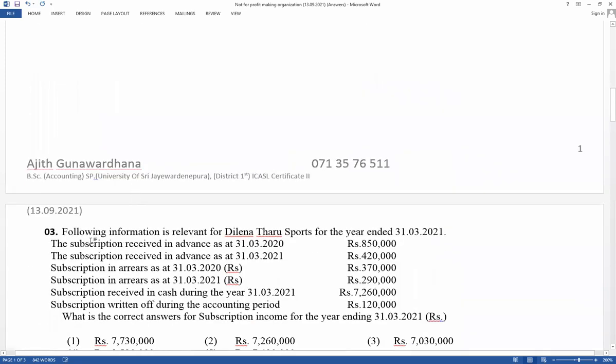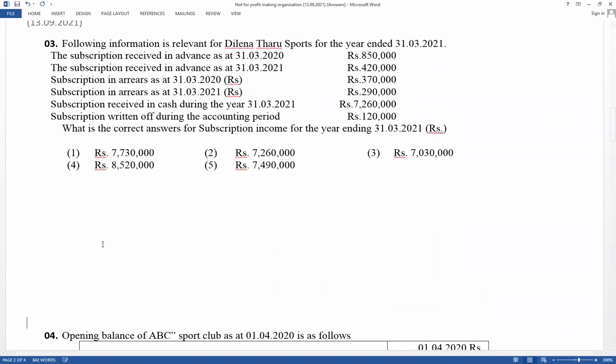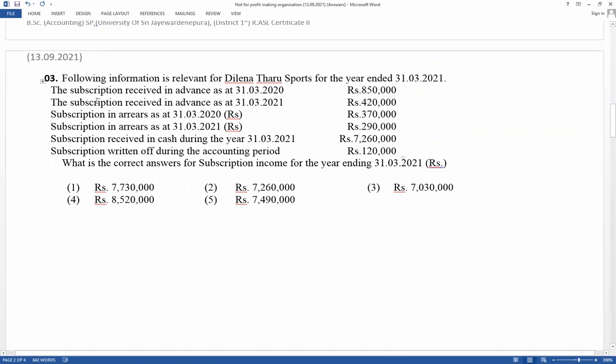Same information, but there is a small difference. Think question number third one. The following information is relevant for Dilenatharu Sport Club for the year ended 31st March 21.